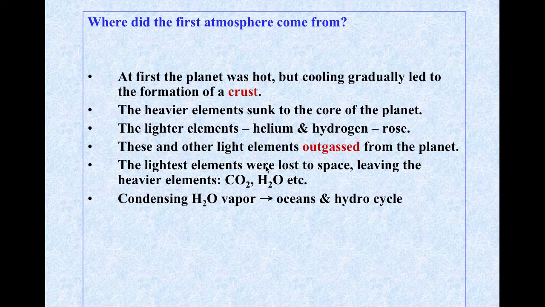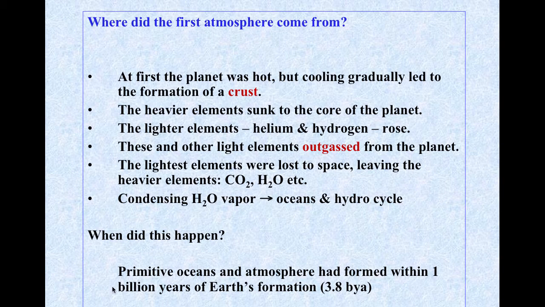And once you've got water in an embryonic atmosphere, you have the possibility, if it's not too hot, of that water condensing and then raining out and then collecting into puddles and then oceans and getting the hydrological cycle underway. So all of this happened sometime between the beginning and about the first billion years of Earth's formation, so that by about 3.8 billion years ago there were primitive oceans and some kind of an atmosphere had formed.